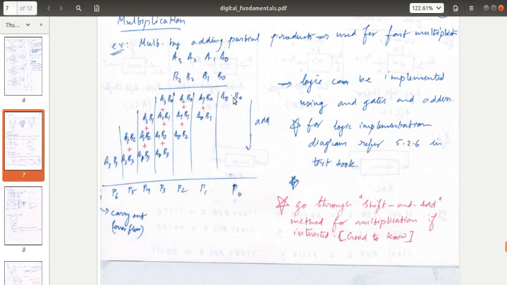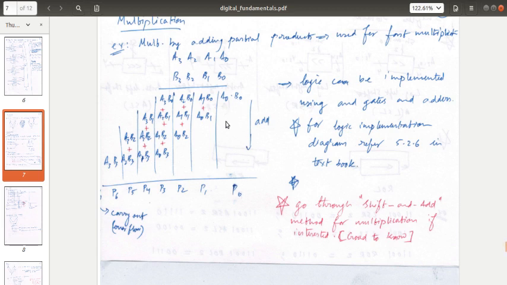So basically, what are we doing? These are actually single bits. A0, each bit can be 0 or 1. So multiplying them means we are ANDing them. We are doing AND operations on the two bits. So A0 and B0, A1 and B0, A2 and B0, so on and so forth. The addition has to be a proper addition. So how do we do this?